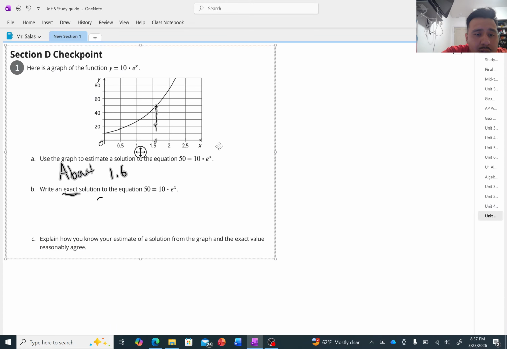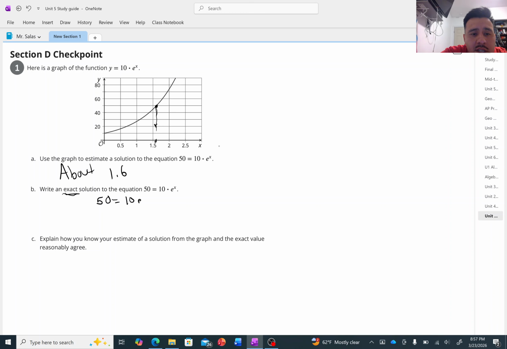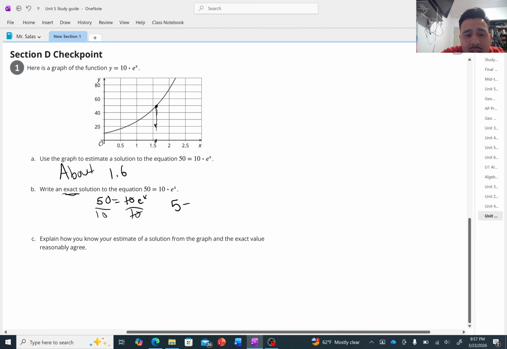So I have 50. 50 is equal to 10 times e to the power of x. What I want to do here is divide by 10 on both sides. The 10s get canceled out, and I'm going to get 50 divided by 10, that's going to be 5, is equal to e to the x. How can I get rid of the e? Do we remember how do we get rid of the e?